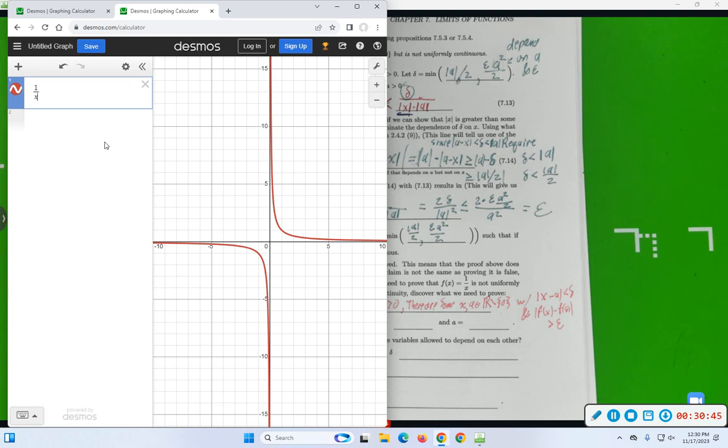Negative 0.5 and 0.5. Yeah, those output values are pretty far apart. How would you make those input values closer while not having the output values get closer?